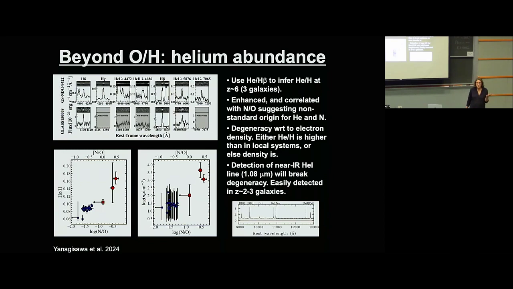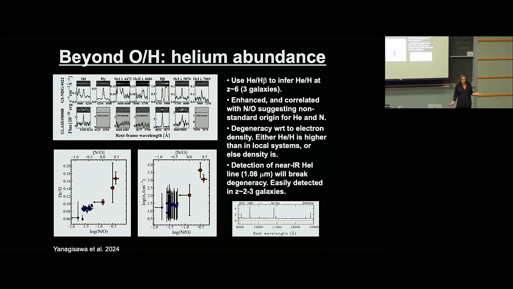Why is this interesting? It's interesting because it tells you something about where the helium is coming from. The helium abundance is high, so maybe it's coming from not just regular enrichment processes. They talk about tidal disruption events, supermassive stars, Wolf-Rayet star enrichment from the CNO process. But there's also a degeneracy between the helium to hydrogen abundance ratio and the electron density.